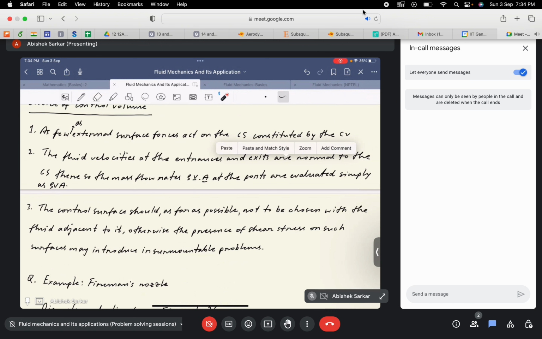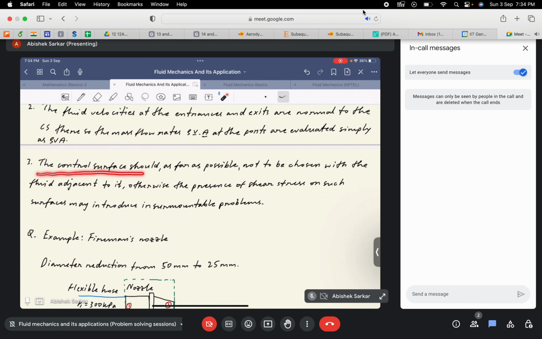Again, this is self-explanatory, but I hope this is clear. Finally, the control surface should, as far as possible, not be chosen with the fluid adjacent to it. Otherwise, the presence of shear stresses on such surfaces may introduce insurmountable problems. It is quite similar to the first point. It tells us that the control surface we choose should be such that we are ignoring the walls and the fluid interacting with the walls, so that if we choose such control volumes, we can ignore the shear stresses.